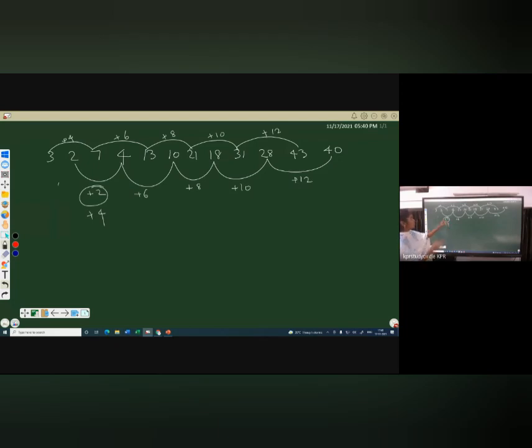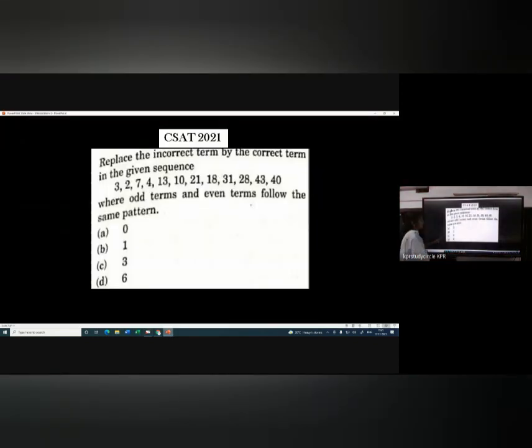So 4 plus 6 is 10, 10 plus 8 is 18, 18 plus 10 is 28, 28 plus 12 is 40. So whatever number I put here, when I add 4 it should give 4. So I have to put 0, because 0 plus 4 is 4. Let us see the options. Yes, option A is 0.